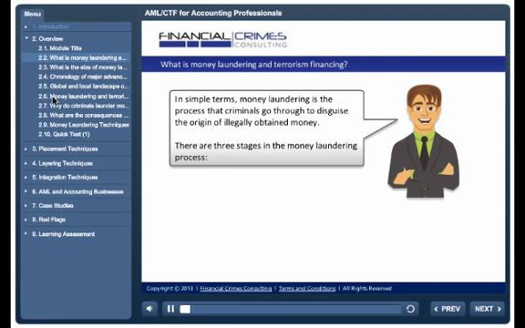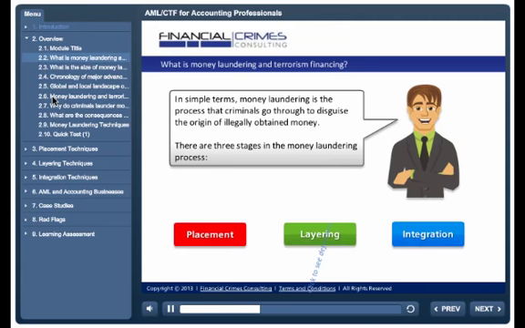In simple terms, money laundering is the process that criminals go through to disguise the origin of illegally obtained money. There are 3 stages in the money laundering process: placement, layering, and integration.